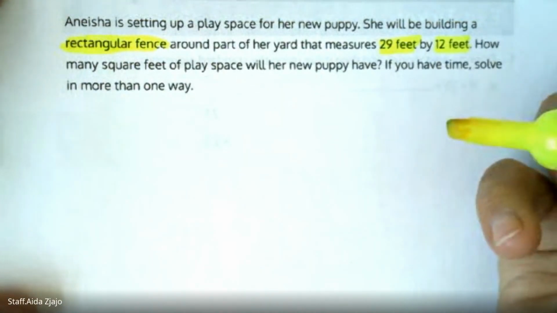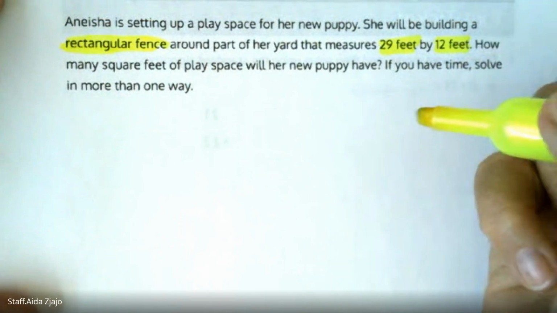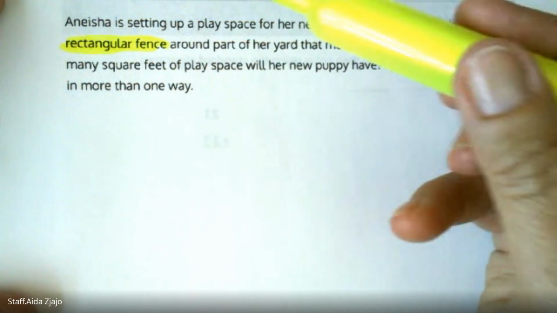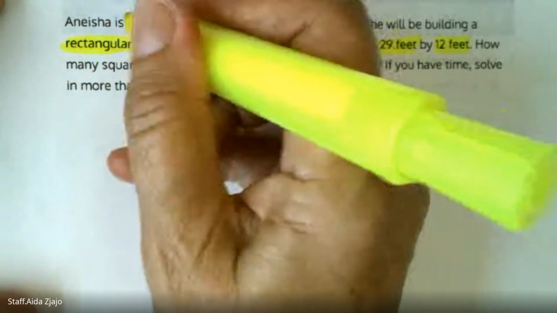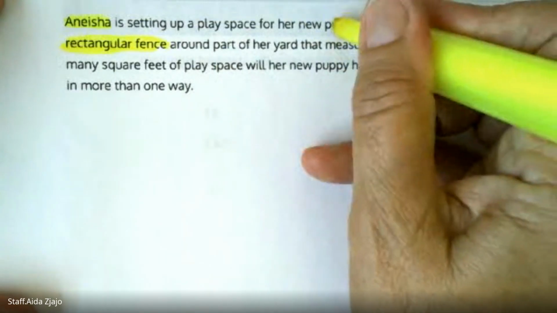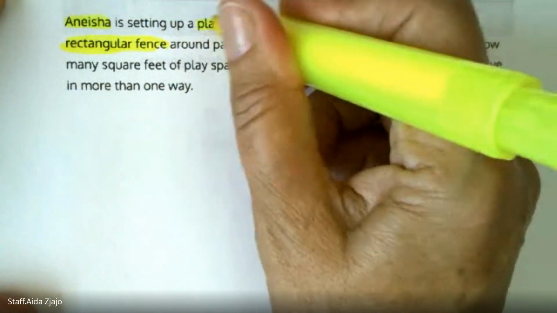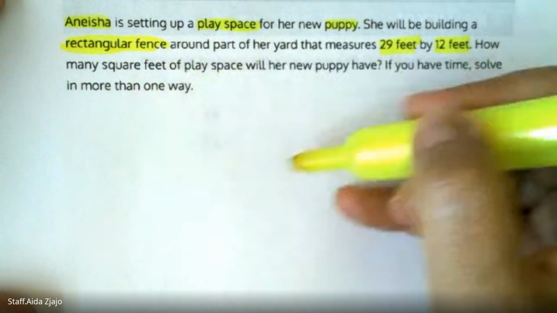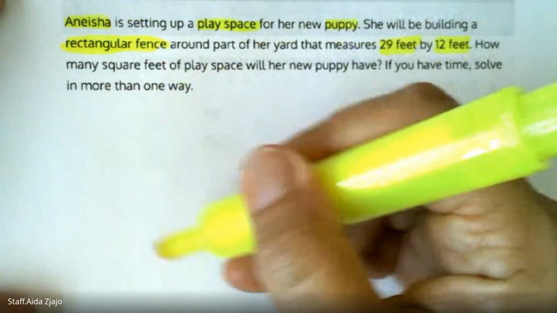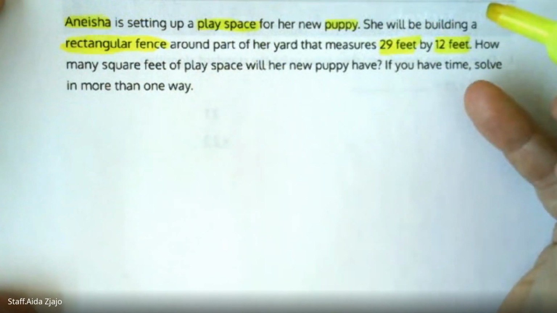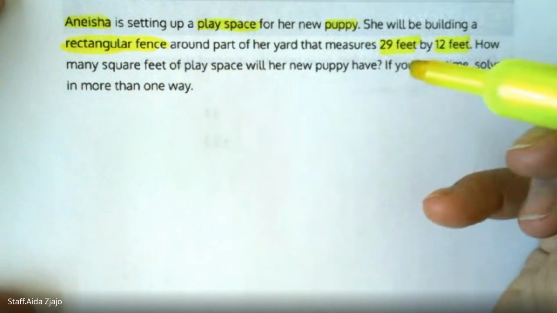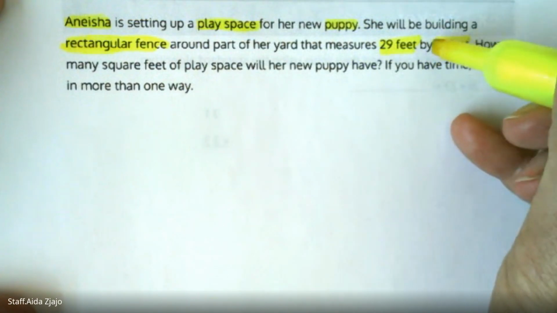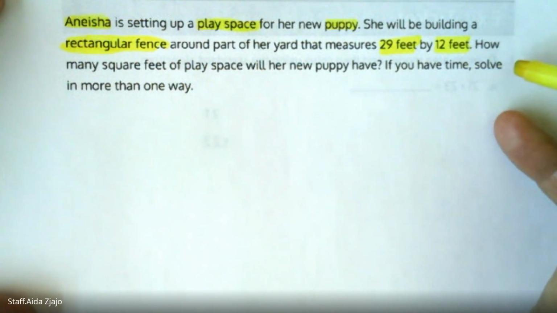When we read one time, it's important, then we go back and reread one more time to make sense of the problem. So they said Anisha is setting up a play space for her puppy. Okay, play space. Now, she will build a rectangular fence. So if it's a fence around, that means she will have a part of that backyard in a fence of her yard that measured 29 feet by 12 feet.